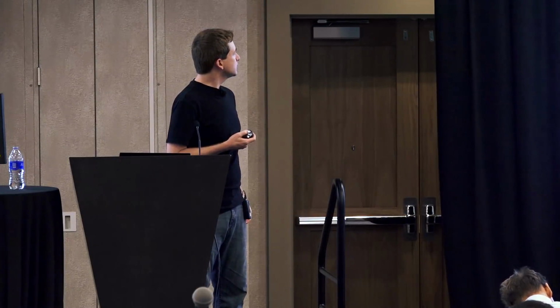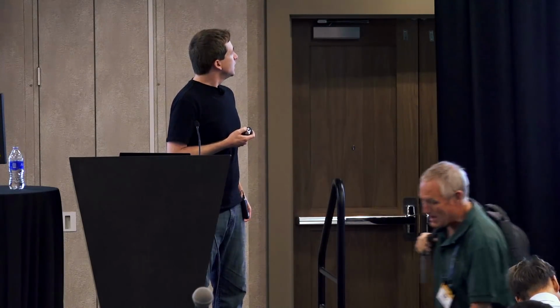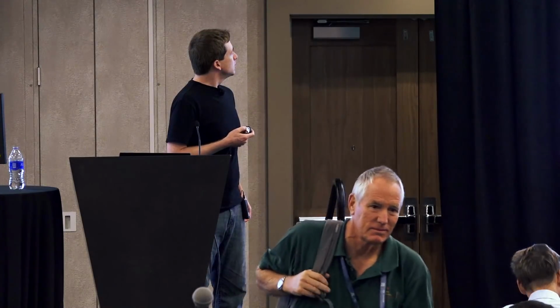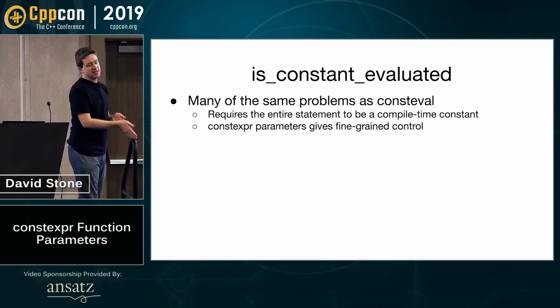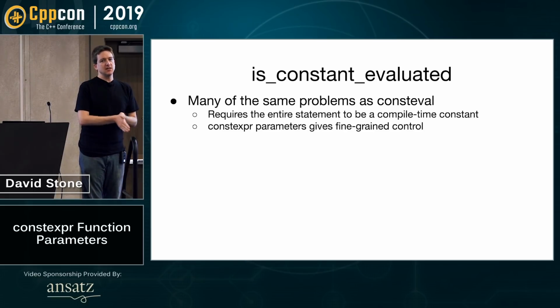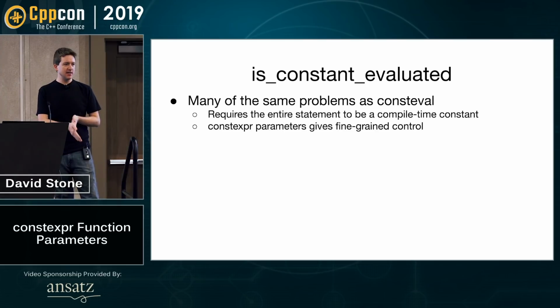Any other questions? Yes? To understand the example correctly, then the std get would have to be a consteval as well as having constexpr index. Okay, it's pretty far back. So the question was std get. Would that have to be consteval in addition to a constexpr index? Is that what you're saying?